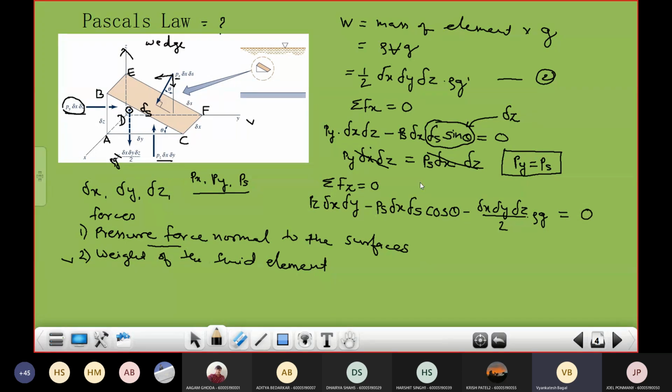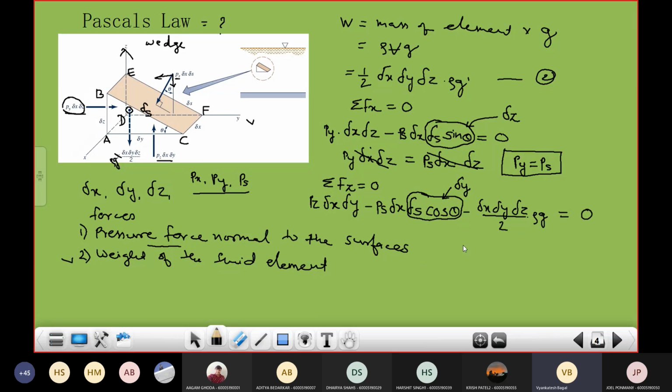Clear? Now again similar to the previous case, who will tell me what is this delta s cos theta? Looking at the geometry, what is delta s cos theta? Delta y, right? So this must be delta y.